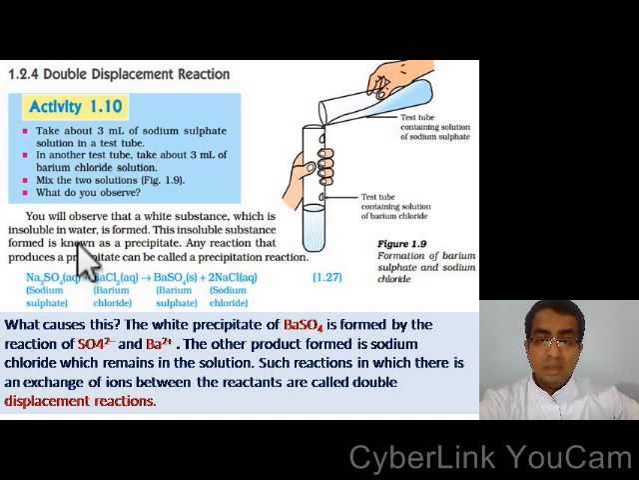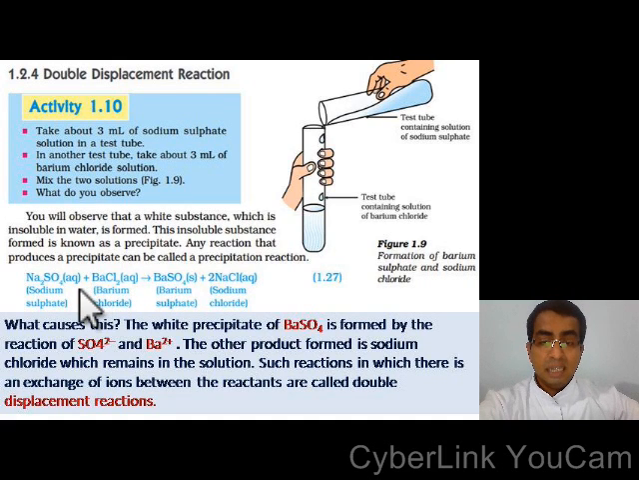This insoluble substance formed is known as precipitate. Any reaction that produces a precipitate is known as precipitation reaction.